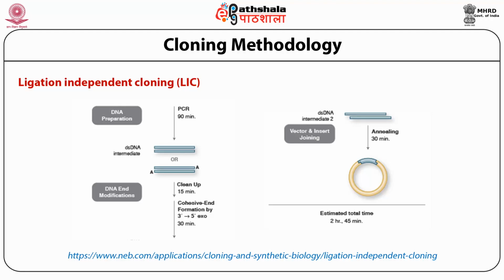Now we will have the vector, which will have similar cohesive ends, generated by similar methods. So by annealing, by incubating these two products together in the presence of T4 DNA ligase, we will have our gene of interest cloned at the site in the vector.